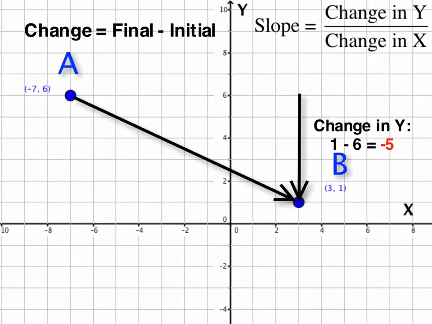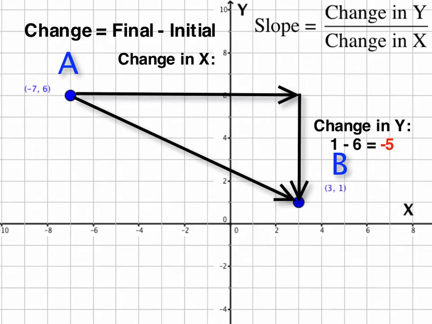Now let's find the change in our x values. The change in our x values is going to now be 3 minus -7 for a grand total of 10. So our change in the x values is 10. And that makes sense just looking at these points. Going from point A to point B, we've gone down, so our change in y should be negative, but we've also gone to the right, so our change in x should be positive.